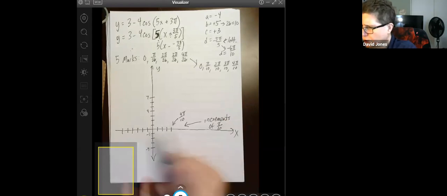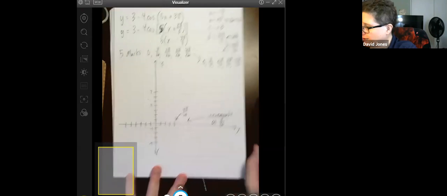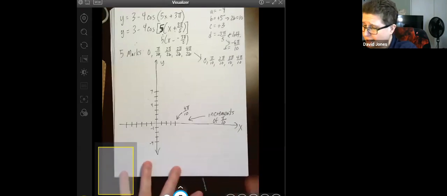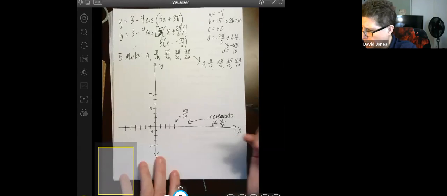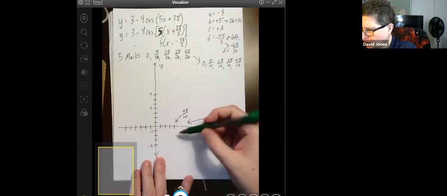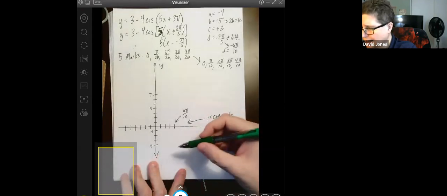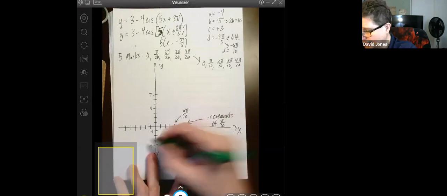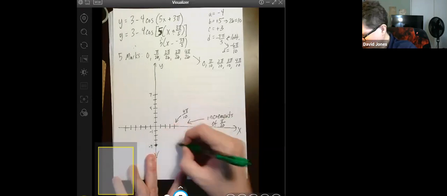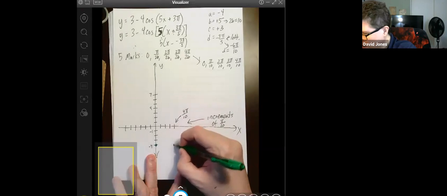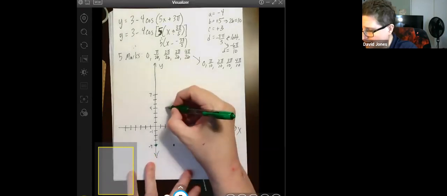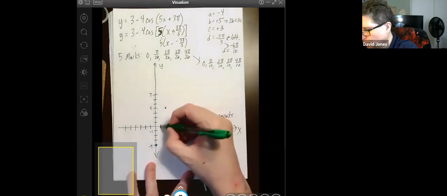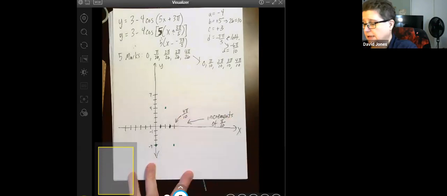I'm going to wait to put in the other values till I see what my graph is going to look like. So let's see what we got. I'm doing cosine, so the endpoints start at A. A is negative 4, so my endpoints are at negative 4. My midpoint is at negative A. And my quarter points are at 0.